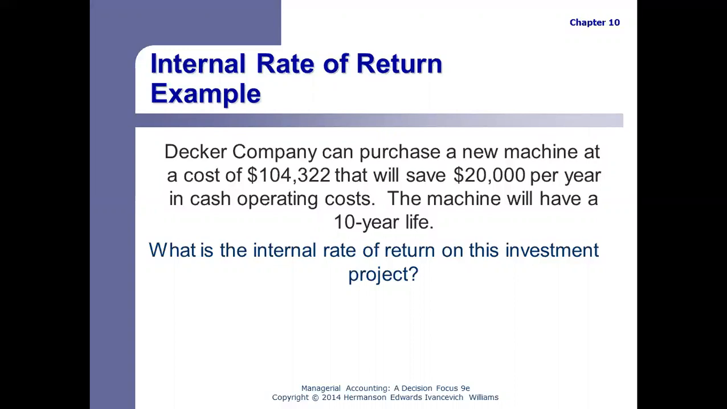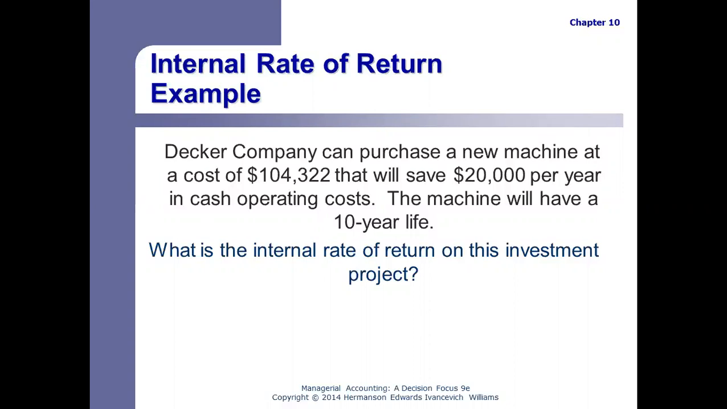Okay, so those are two variables we just put in. We need a third variable. It says 10-year life, so we know that the life is 10 years. Type 10 and then hit the N, number of periods, button. Okay, what are we trying to find? We're trying to find the internal rate of return. Rate of return means interest rate. So just hit the I button.